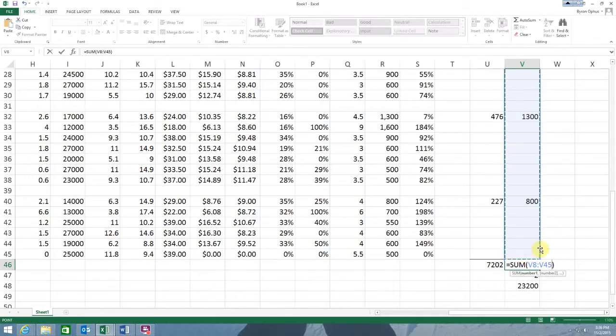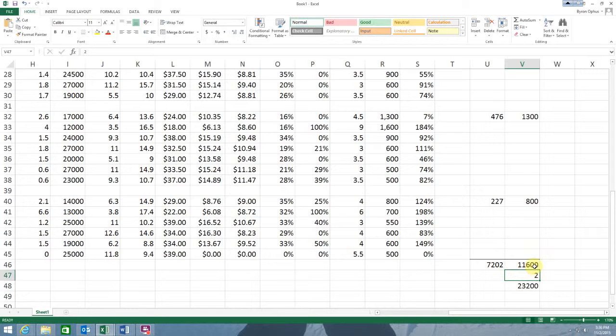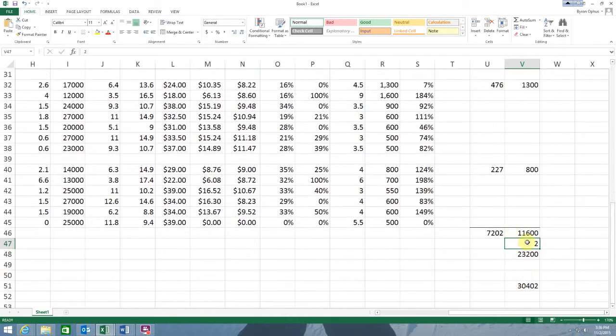So my first shift capacity is 11,600. If I multiply that by 2, I come up with, of course, 23,200. And I add that to my 7202, and this is what I come up with here. 30,402, which would be 30 million, I'm sorry. 30,402,000 units that could potentially be available next round.